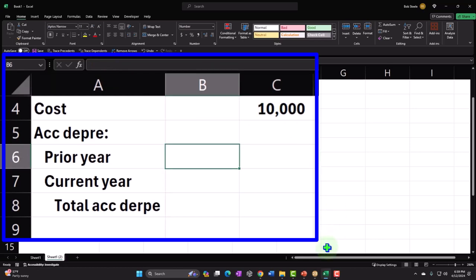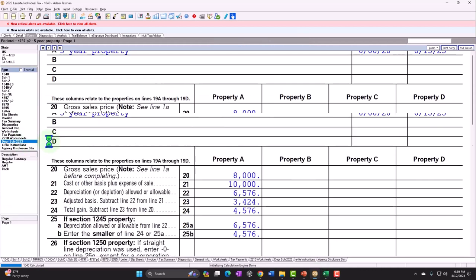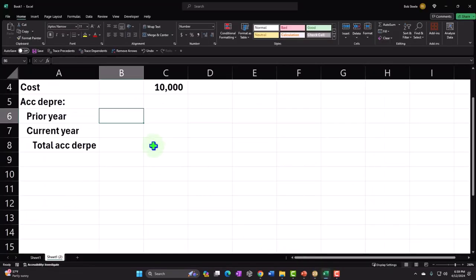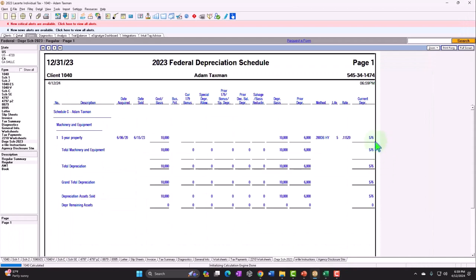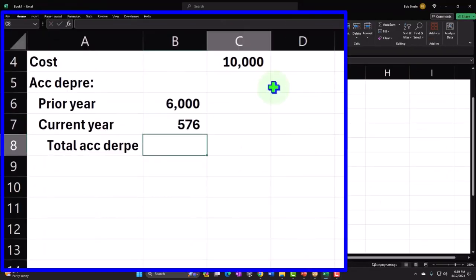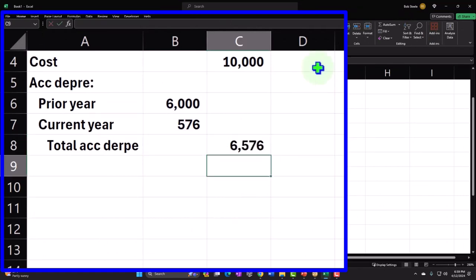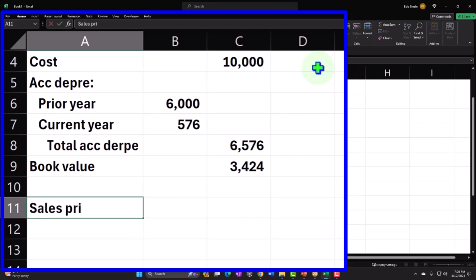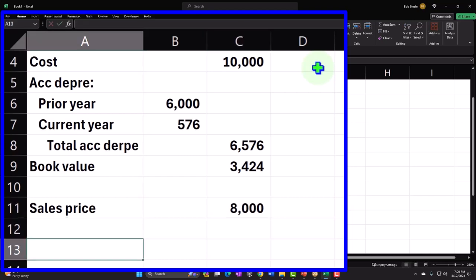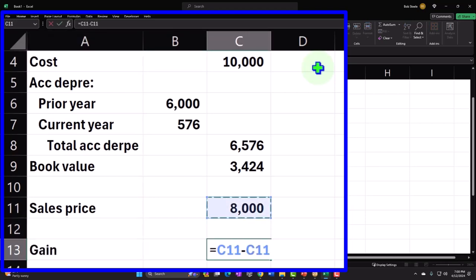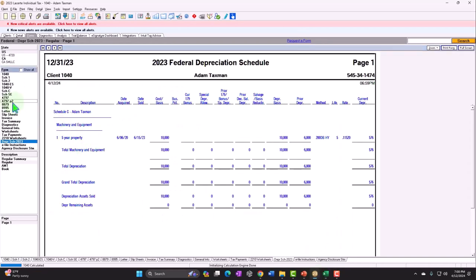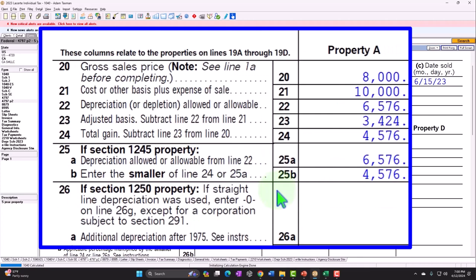We said that the depreciation, if I go back over here to my depreciation schedule, the regular, was 6,000 in the prior years. And the current year, we depreciated 576. So the total depreciation is going to be those two. So that means the book value is going to be this minus this. That's in essence the book value. We sold it for, what did we say, 8,000? So that means we have a gain of 8,000 minus the book value of the 4,576, which in essence is pulling over here to page two, which they're calling a 1245 property.